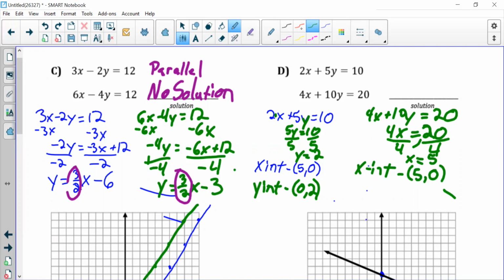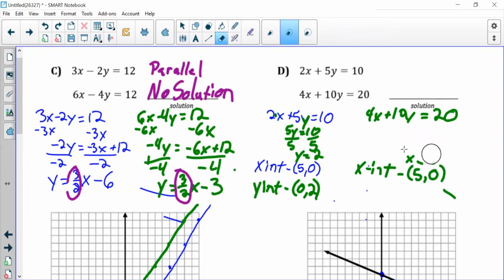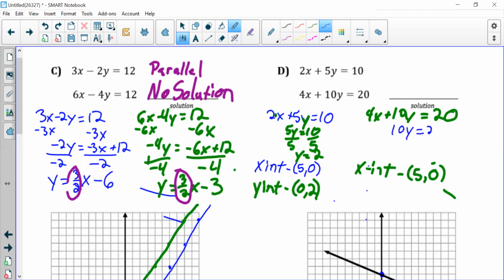All right, next we're going to do my y-intercept. For my y-intercept, I'm going to cover up the x and solve for y. So that gives me 10y equals 20. Divide both sides by 10. So I get y equals 2. So my y-intercept is where x equals 0 and y equals 2.